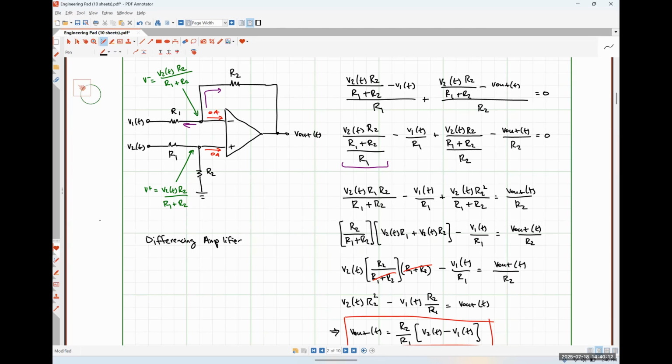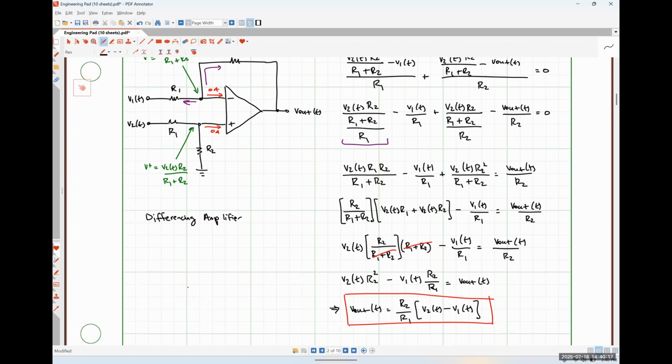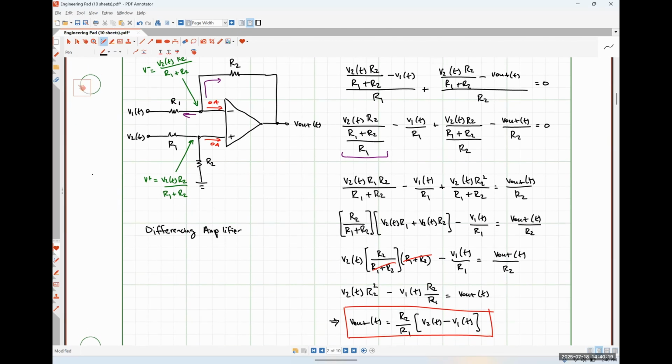Because I know if the two R2s are the same and the two R1s are the same, it will come out to be this. If the ratio of this guy over this guy was the same as the ratio of R2 over R1 that's connected on the inverting side, I think it will work out that way, but I'm not 100% sure. I've only ever really seen it implemented with matched resistors.